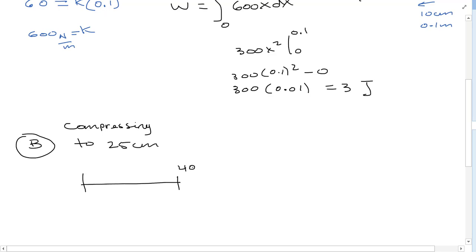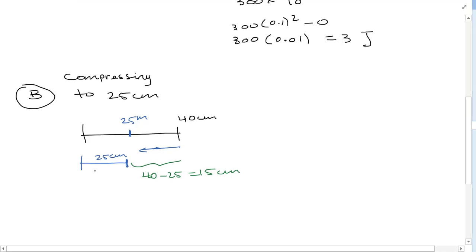So let's picture our spring. The natural length is 40 centimeters. If we compress it to a length of 25 centimeters, so that it measures 25 centimeters now, how much did we compress? That will be that distance, 40 minus 25, which is 15 centimeters, and we can change it to meters. So 15 centimeters is 0.15 meters.